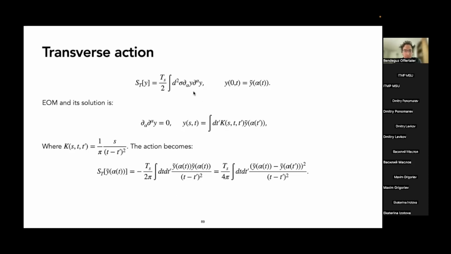We can plug it back into the action, and we get this bilocal integral along the boundary. Here are two different representations. The first of which is naively divergent, but can be understood using analytic regularization, and the second of which is manifestly finite. We should note that this transverse action takes a very similar form to the matter action in JT gravity. So that's the first parallel that we notice.